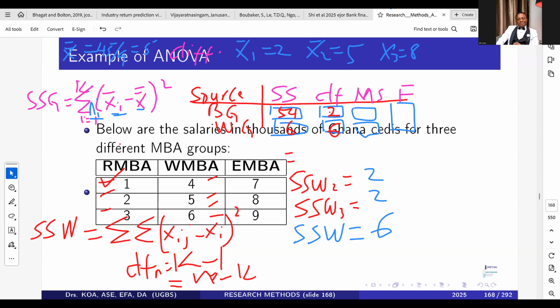They are the easiest. So how do you find the mean squared here? This one is going to be the mean squared error. To find the value here, you just divide the SS by the degrees of freedom of the numerator. Again, it's in the formula up there. The first box is 54 divided by 2, and then the other box is 6 divided by 6.